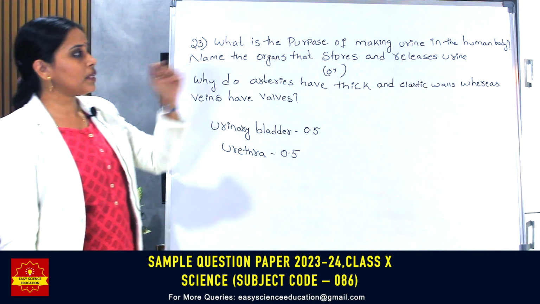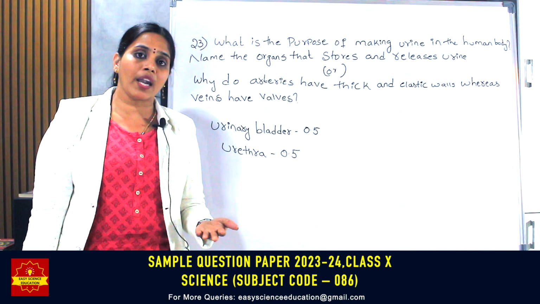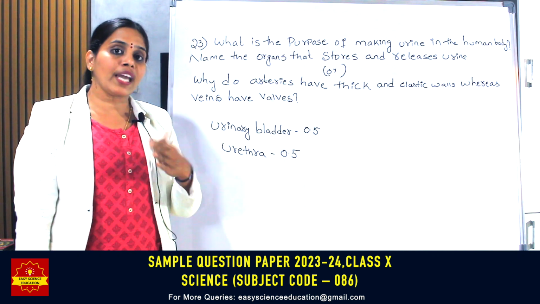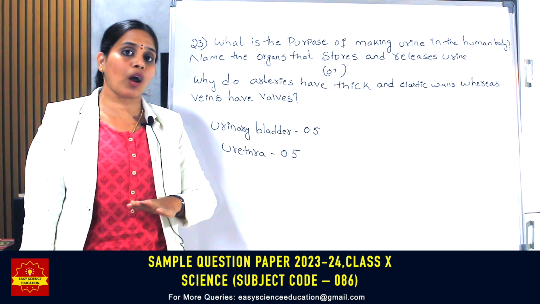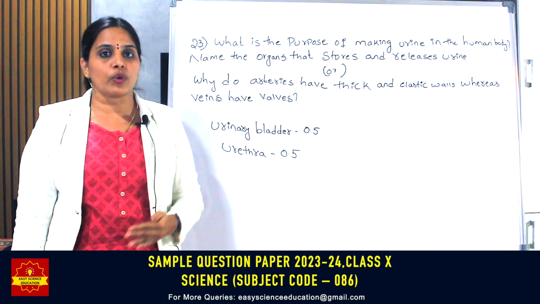So what is the purpose of making urine? The nitrogenous waste products like urea and uric acid have to be sent outside because they are poisonous. That's why they have to be sent outside. They will be sent outside through urine only. That's why our body makes urine.